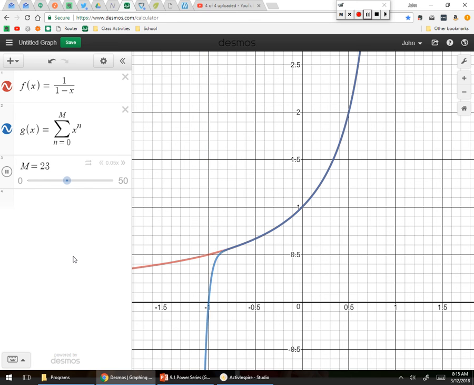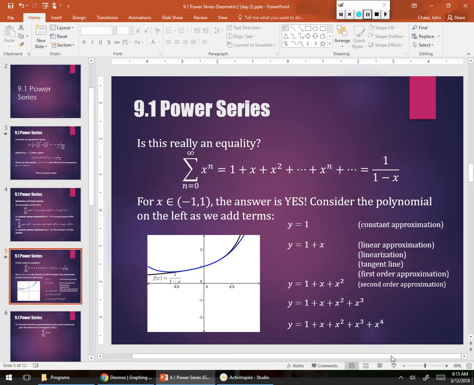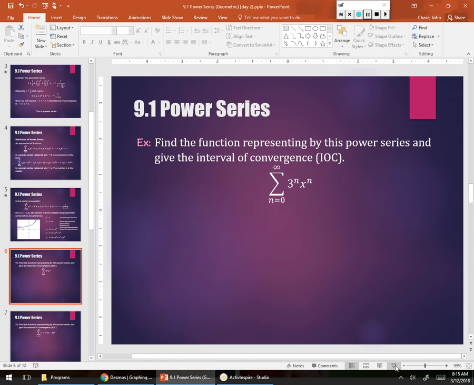The only convergence we're now seeing is really near -1. Everywhere else it almost looks identical. All right, well, whatever. Well, that's 50 terms, right? Anyway, we're having fun. All right, let's go back.